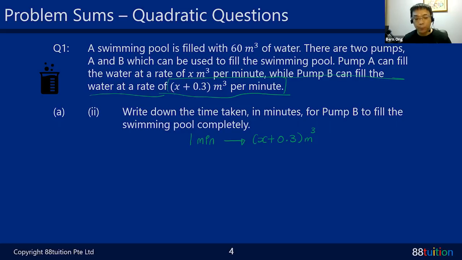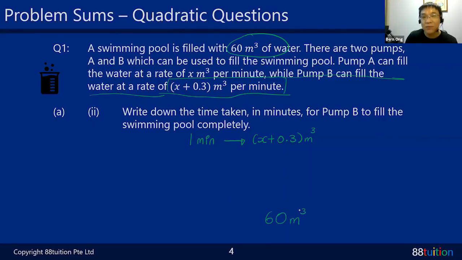Let's look at A part 2. Write down the time taken in minutes for pump B only, just pump B only, to fill the swimming pool completely. Swimming pool completely, you need what? 60 meter cube. Again, where do you put the 60 meter cube? You put it down here.